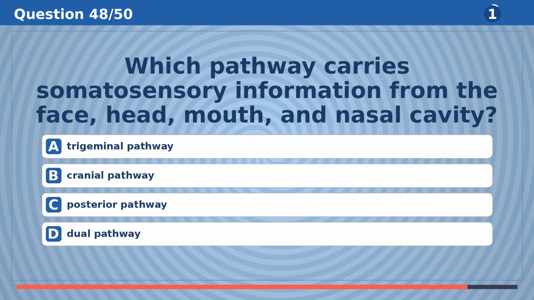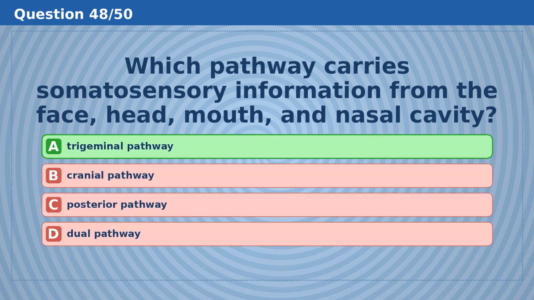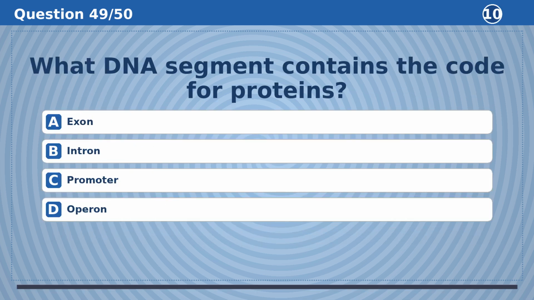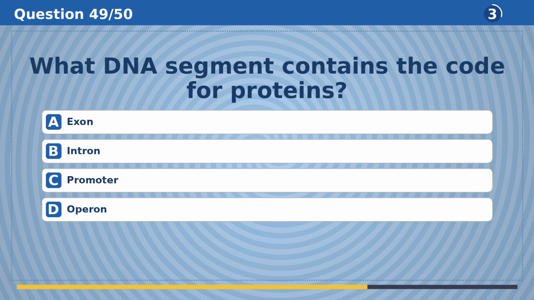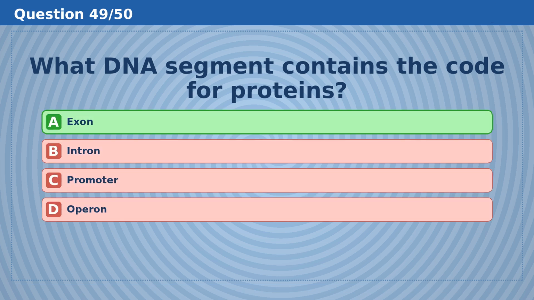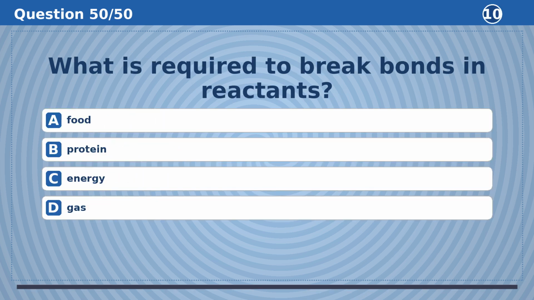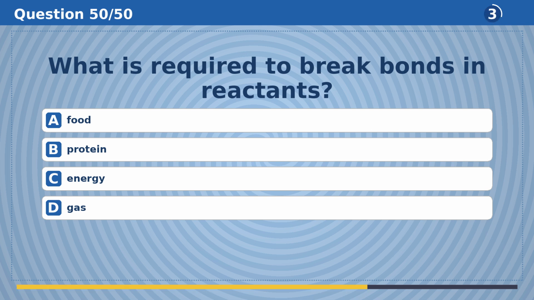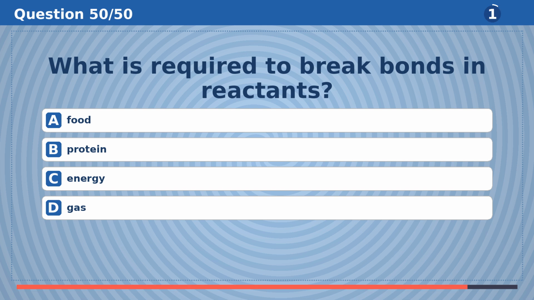Which pathway carries somatosensory information from the face, head, mouth, and nasal cavity? The answer is A, trigeminal pathway. What DNA segment contains the code for proteins? The answer is A, exon. What is required to break bonds in reactants?